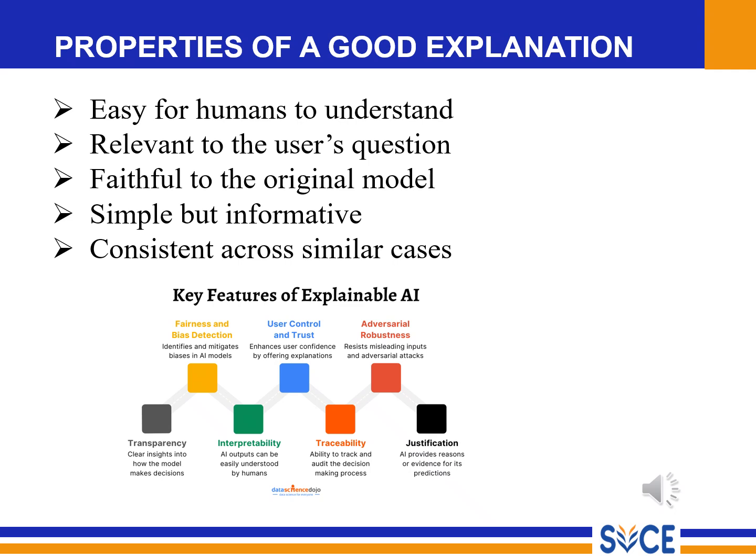And let me explain this with a real-time example. In a loan approval system, if two customers have similar profiles, they should receive similar explanations for their outcomes. And this ensures fairness and transparency.